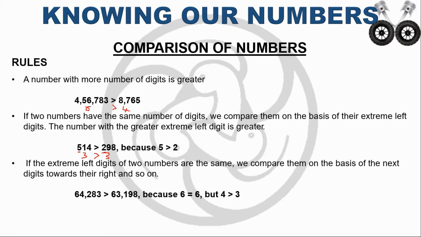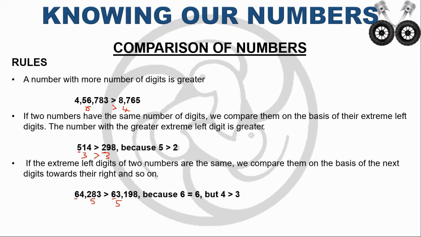Check here, 64,283. How many digits are here? Here 5 digits are present. Now 63,198. How many digits are present here? 5 digits. So which one is greater? Both have the same number of digits, so we can't say which one is greater and which is smaller. So we have to see the first digit. What is the first digit here? 6. Here also the first digit is 6.